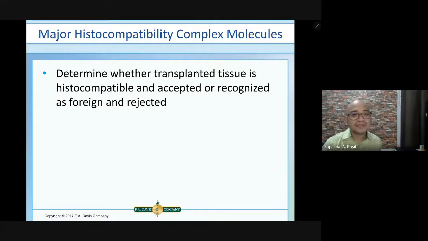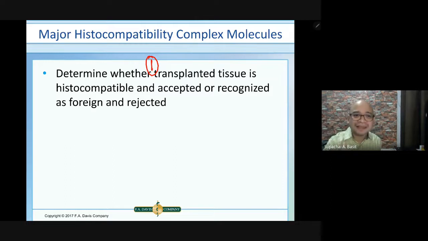The major histocompatibility complex is important primarily in the transplantation of tissues. It will determine whether the tissue is compatible with the recipient, whether the donor tissue will be accepted, or whether that particular tissue will be recognized as foreign. If that tissue is recognized as foreign, then it will be rejected.